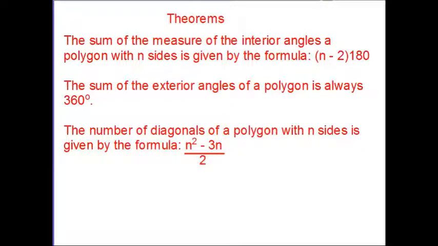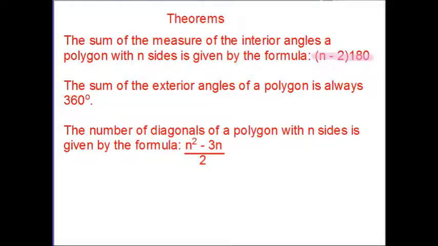And now we start with our theorems. Our theorems for this section have the formulas embedded in them. So our first theorem says, the sum of the measure of the interior angles of a polygon with n sides, so any number of sides, is given by the formula n minus 2 times 180.